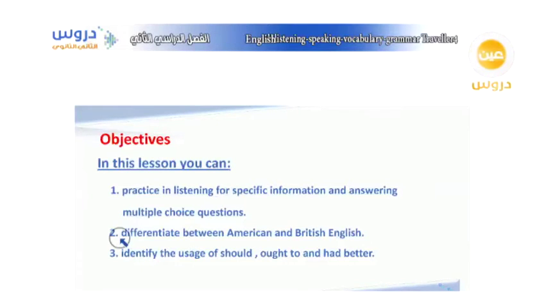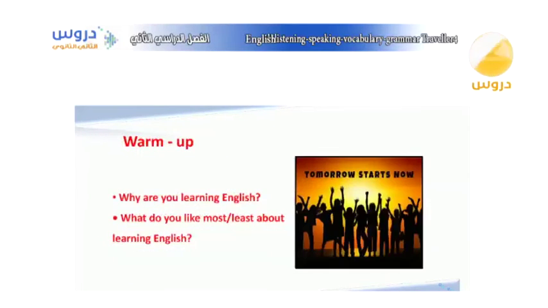And for number 2, we're going to tell the difference between American and British English. So we have American accent and we have British accent. We have some words that are used in America, and other words that are used in England, and also some different American and British spelling. And finally, we're going to talk about the use of should, ought to, and had better, which is grammar. So let's go for the first one.